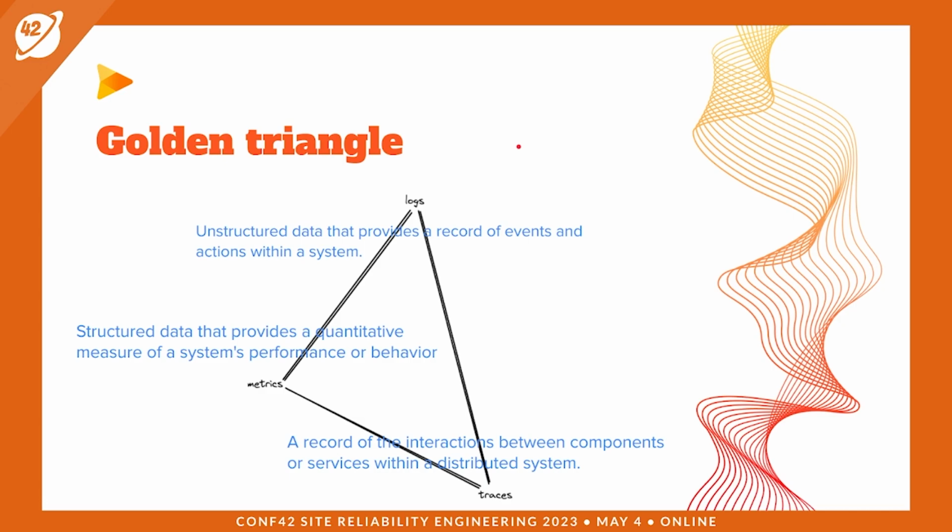The next, the traces. This is a record of the interaction between components or services within a distributed system. Traces capture timing and context information for each interaction, allowing developers and operations to identify bottlenecks and performance issues. Traces are useful for understanding how requests flow through a system.